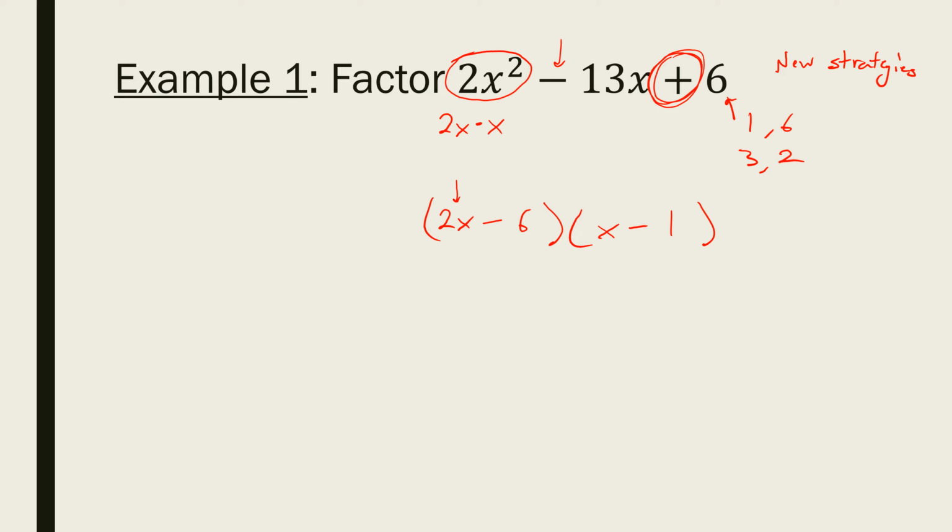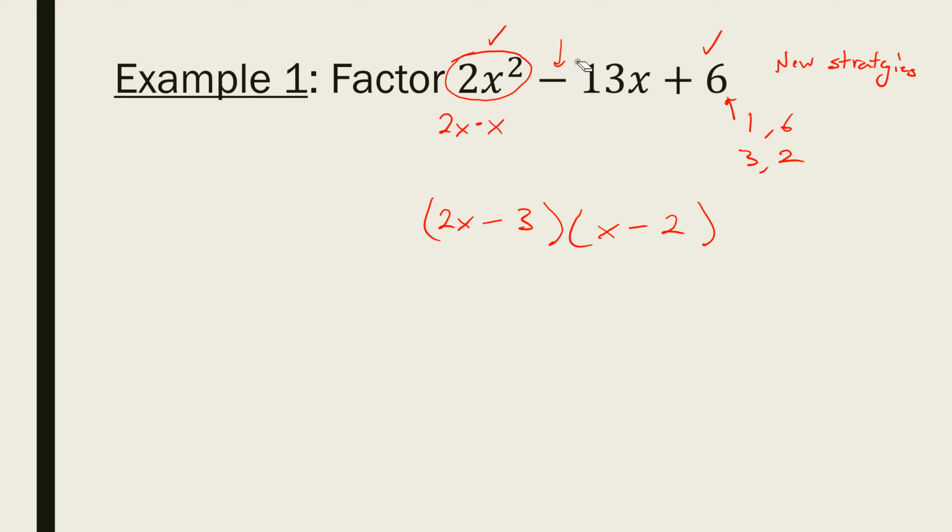So let's just try a first set of numbers. Let's start with 3 and 2. I'm going to put the 3 here and the 2 here. And let's see what happens. Well, when I FOIL this out, I should get back to here. And I already know, hey, 2x times x, that's 2x squared. Check. And hey, negative 2 times negative 3, that's going to be 6. Check. Like, I picked them to be exactly that.